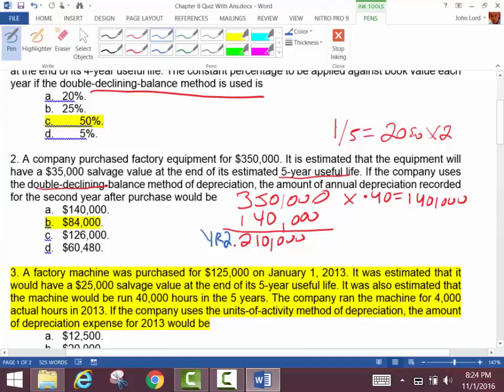Right? So how much do I take off of that? 40%, 0.40 off of 210,000 is what? 84,000. Is that my depreciation then for the second year? 84,000.